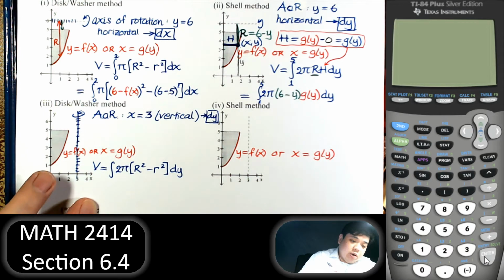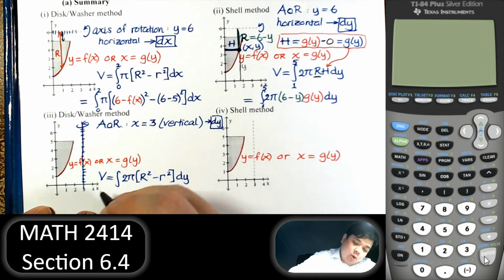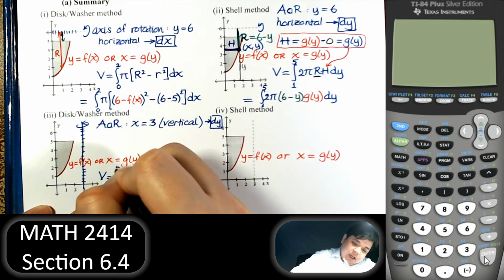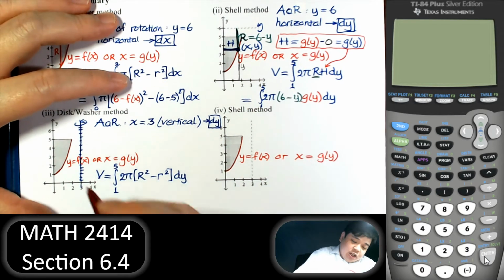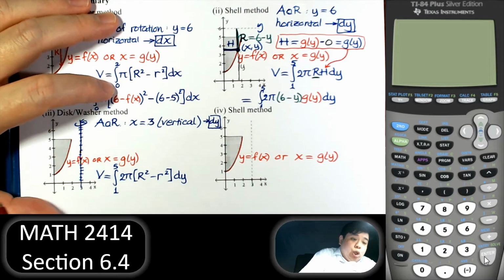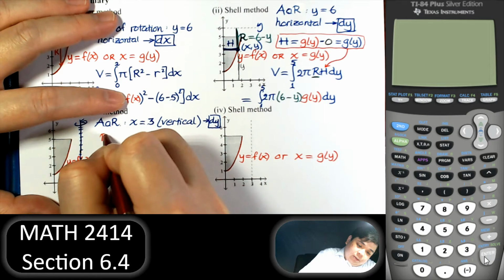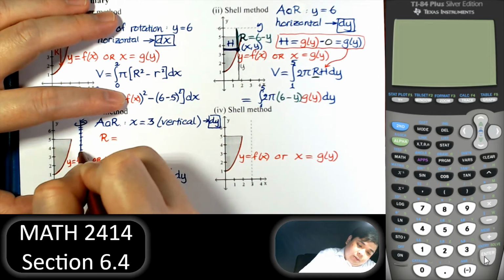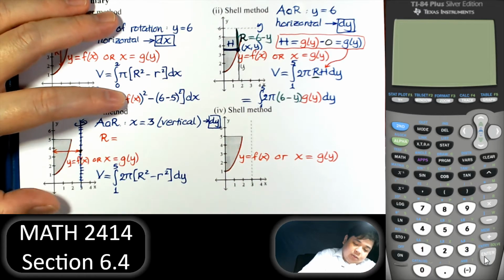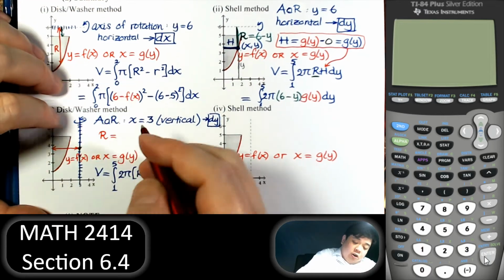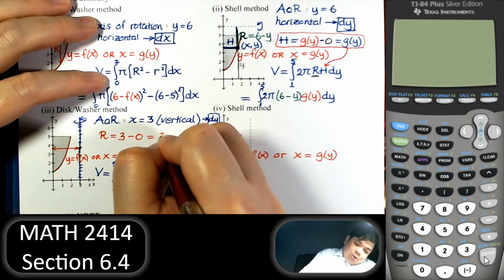Limit for y though, 1 to 5 for y. Now what are the radii? So radii from the axis of rotation to the outer edge. From here to the outer edge. The function on the right is 3. The function on the left is 0. So that is 3. That is the big R.